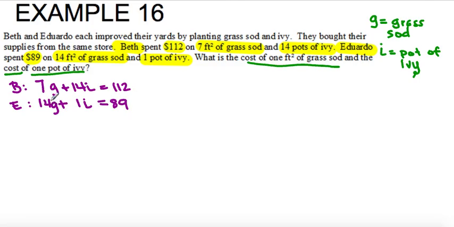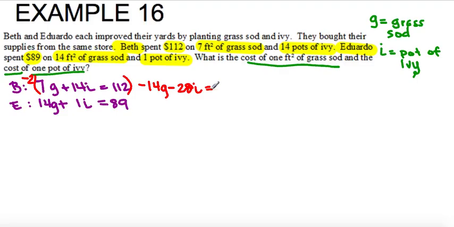Alright, I'm going to use linear combination or elimination with this problem too. So I'm going to multiply the top. I'm going to eliminate the g, so I'll multiply the top by -2. Alright, so I have -2 times 7 is -14g. -2 times 14 is -28i.